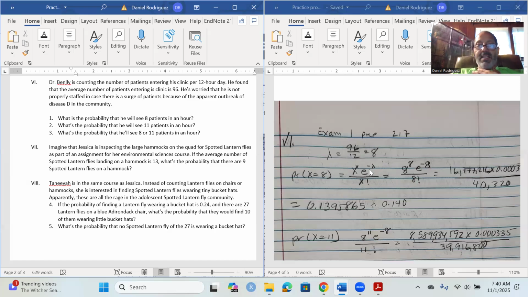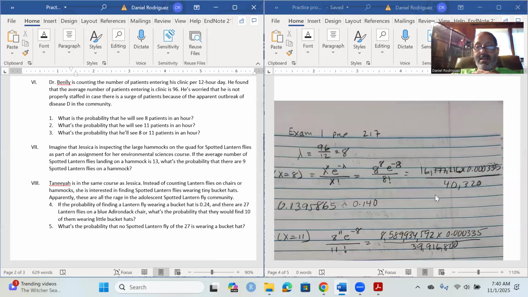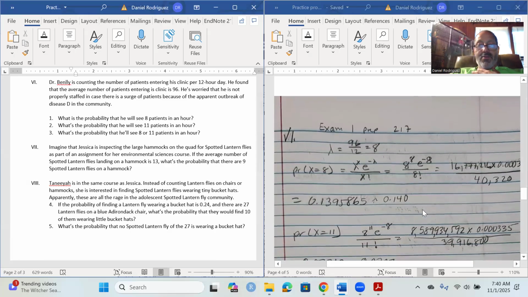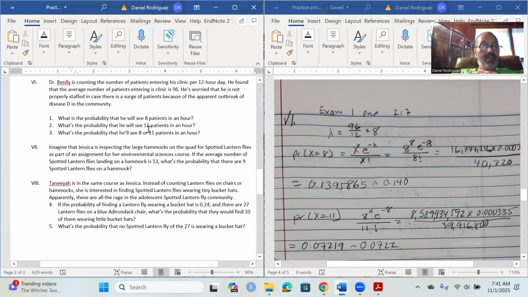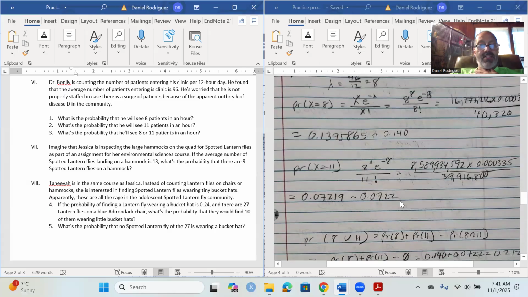Lambda to the x, e to the negative lambda, which is also 8, divided by x factorial, which is also 8. A lot of 8s here. All right, and I get 0.140. So the probability of seeing 8 patients in an hour is 14%. All right, what's the probability of seeing 11 patients in an hour?